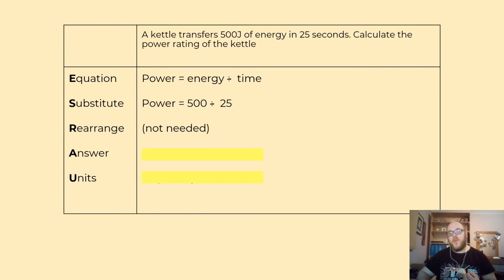What I train my students to do normally is to write out the equation again with the substituted numbers, just to make sure. The answer then is 500 divided by 25, which gives you 20, and we're being asked to calculate power. So what are the units? What's the unit?